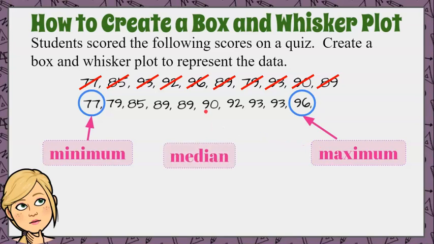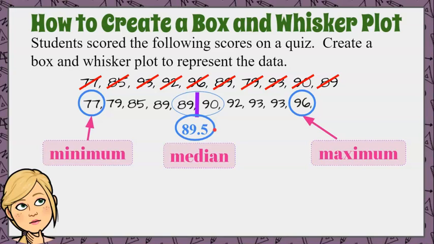Our median is going to be the middle of our data. Well, we have an even number of data. I have 10 quiz scores here. So I need to identify that the middle has 5 scores below, 5 scores above. So I need to find the average of 89 and 90 to have my median. My median is going to be 89.5 because 89 plus 90 divided by 2 is 89.5.